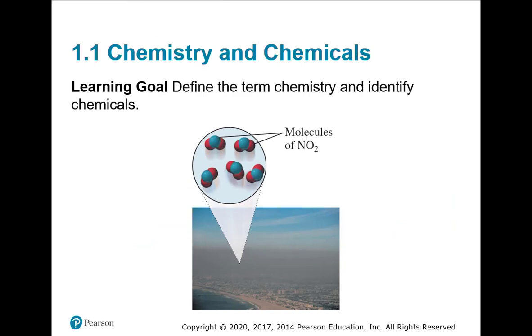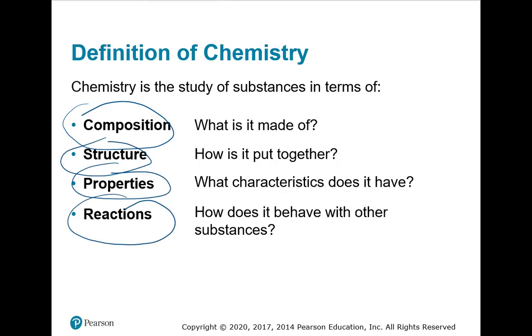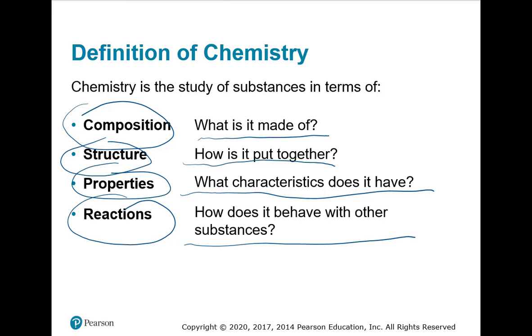The first section is chemistry and chemicals, and our learning goal is to define the term chemistry and identify chemicals. The definition of chemistry is the study of substances in terms of composition, structure, properties, and reactions. What does that mean? Well, the composition is, what is it made of? For the structure, how is it put together? What characteristics does it have? And how does it behave with other substances?